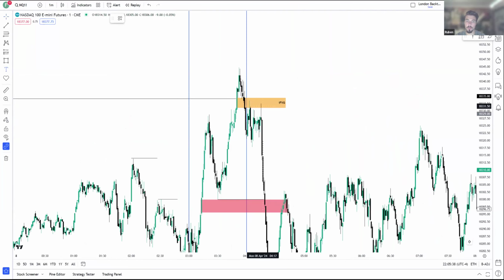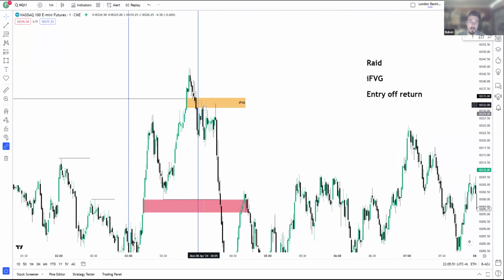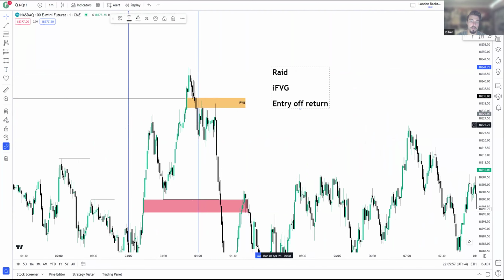This entry model here during the silver bullet: raid of liquidity, inversion fair value gap, entry off return. So in this case, notice how on the 1 minute, you don't see a market structure shift. Maybe until you get down here, you do, but you don't see a really clear one there. So using this entry model, but it still works, right?